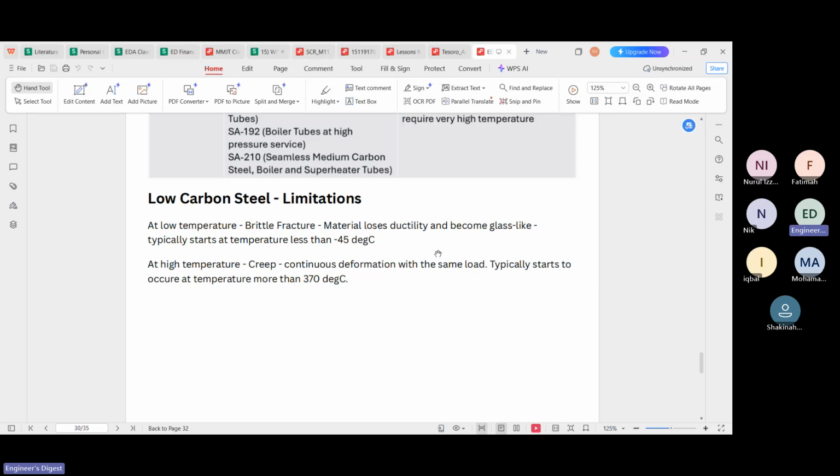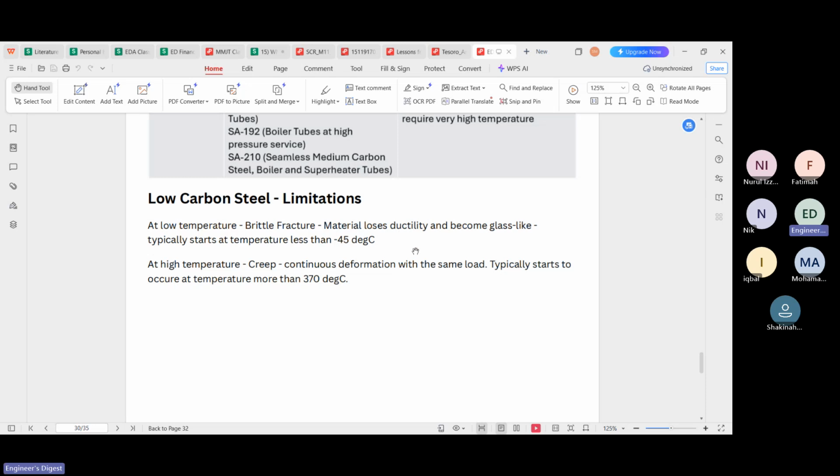It means that if I have a carbon steel material at a temperature of 70 degrees Celsius with a pressure of, let's say, 100 bar, it can still withstand the pressure. But if the same pressure, 100 bar, and the temperature becomes minus 100 degrees Celsius, this material will break like a glass.